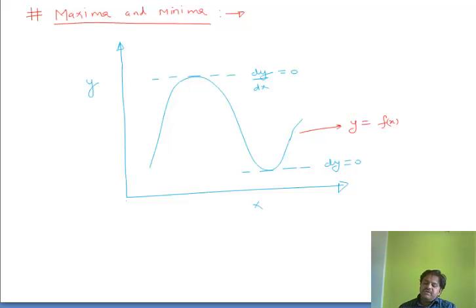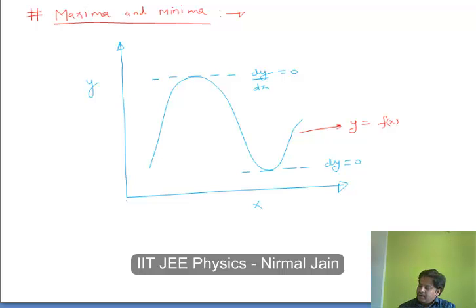So in this video we'll talk about the concept of maxima minima. What I have done here is I have drawn a graph between y and x, which is maximum at this point and which is minimum at this point, right? So any function can have a maximum value and a minimum value whenever we draw its plot.